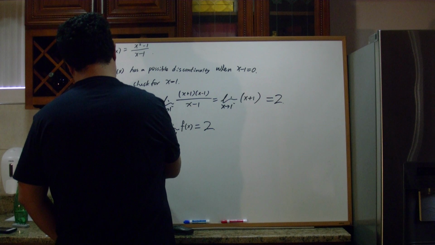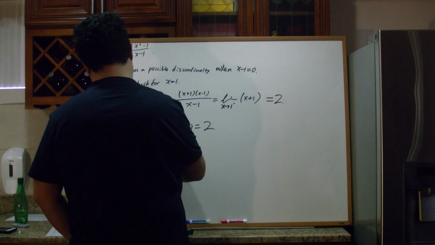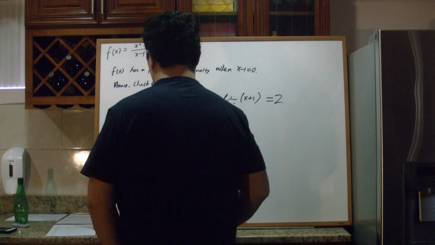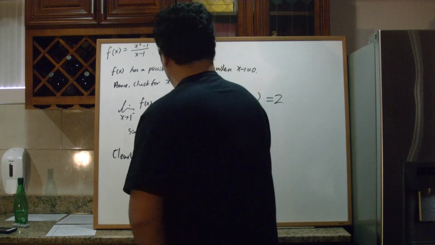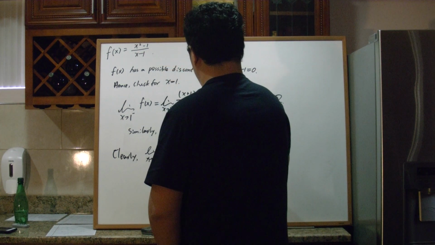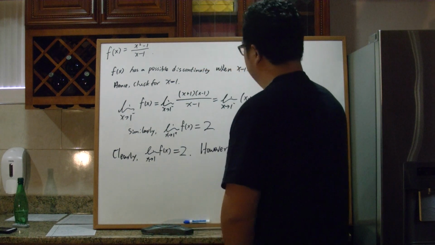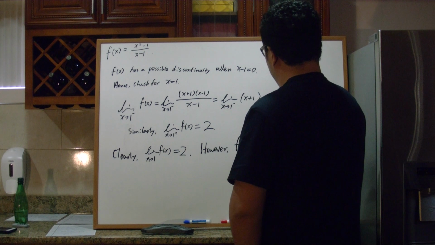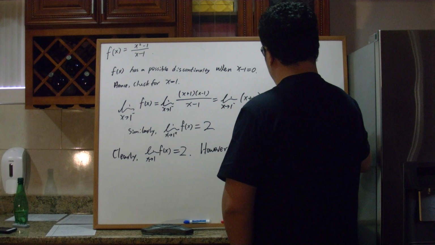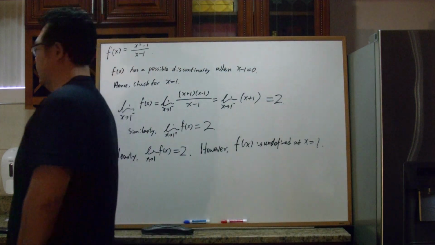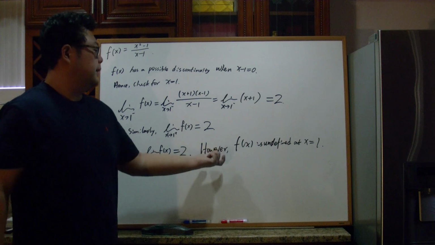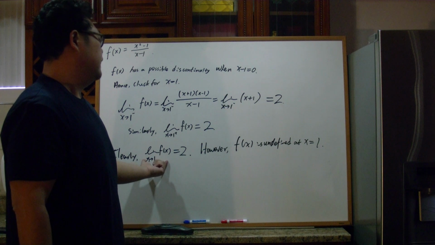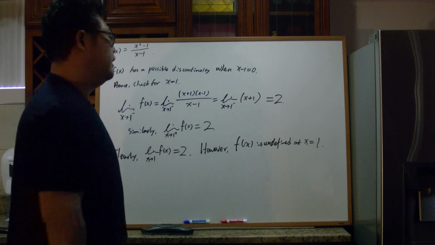Now clearly, the limit equals 2. However, f of x is undefined at x equals 1. Right? See, even though the limit exists, f of x is undefined at x equals 1, that is the case where the function and the limit cannot match together.